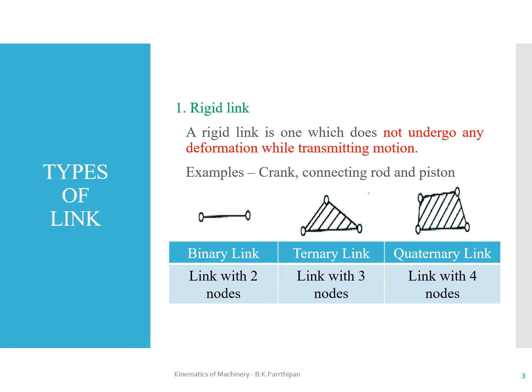Then the rigid link is broadly classified into three types. First one, binary link. Second one, ternary link. Third one, quaternary link. This is a link which is having two nodes, so it is known as a binary link. And this is a form of a link which has three nodes, so it is known as a ternary link. Similarly, this is a link which is having four nodes, 1, 2, 3 and 4, so it is known as a quaternary link.